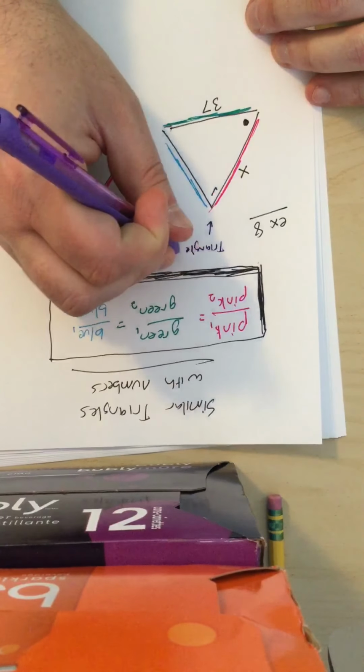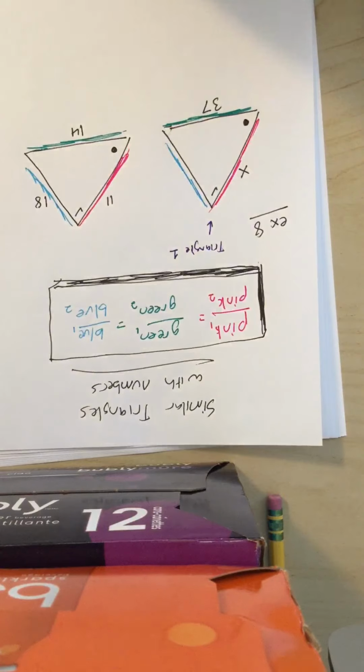It doesn't really matter if you don't do it. If you call the other one triangle 1, it's not the end of the world. Just you'll have X's on the bottom and the math will be a little bit trickier. Sometimes both triangles will have X's. In that case, it doesn't really matter which one you call triangle number 1.